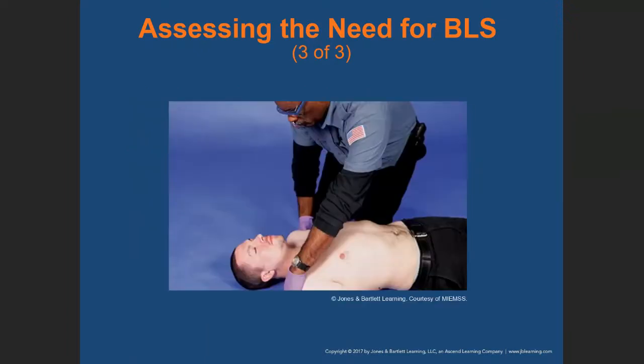So the first step is, after taking standard precautions and ensuring that your scene is safe, you approach a patient and check the patient's level of consciousness. If the patient doesn't respond to your voice, you apply pain. If the patient is not responding to pain, you have a patient that is unresponsive. Simultaneously position the airway and check the pulse for at least 5 to 10 seconds. So it should not be less than 5 seconds. It shouldn't exceed 10 seconds.